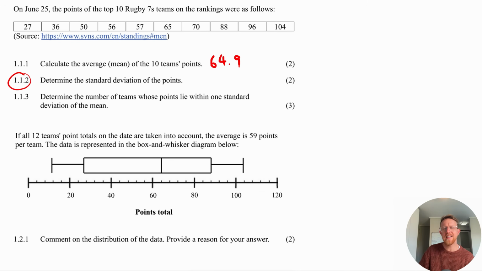So to get the standard deviation, you need to actually use your calculator for this, and you're going to use stat mode. So first step is just to press mode, and then put your calculator into stat mode, and then you're going to choose 1-VAR, and then you're going to fill in all the values. So 27 equals, 36 equals, 50. So fill in all the numbers.